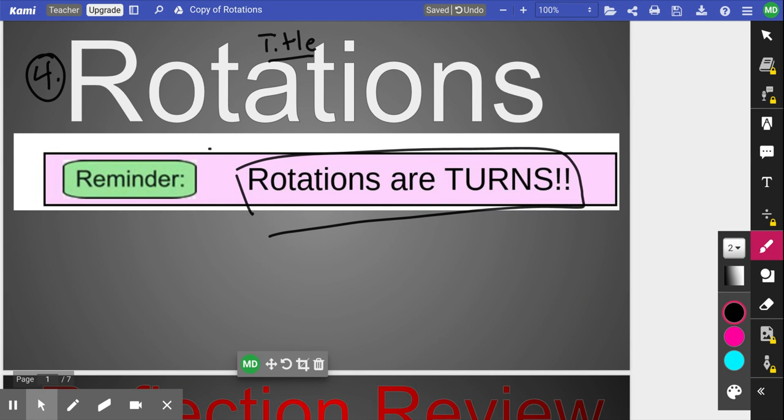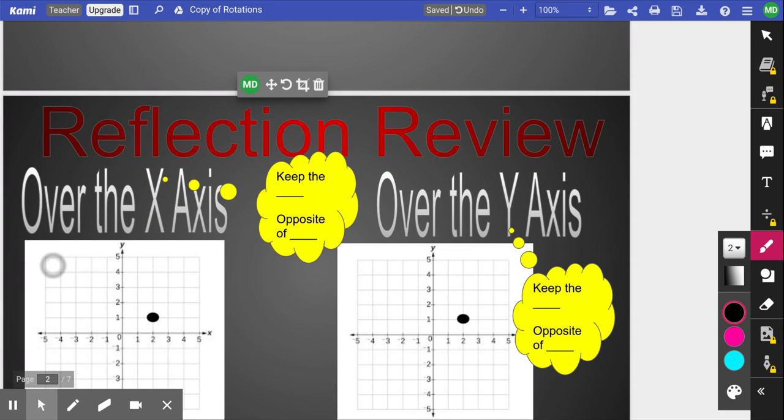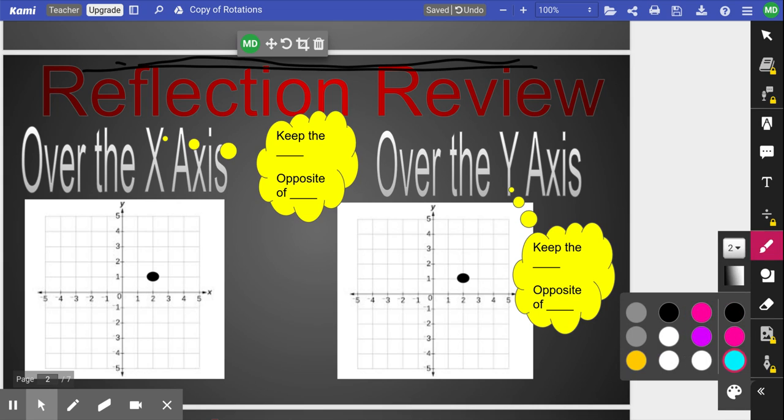Before we do that, though, I want to make sure that we're good on what we did Thursday and Friday of last week. Notice and write this in your notebook. Draw yourself 2 lines and then write reflections review. With this reflections review, what we have to remember first is that a reflection is simply a flip. The F-L reminds me that you're going to flip it or fold it over an axis. So we can do a reflection over the x-axis or over the y-axis. Like I said, add this to your notes.